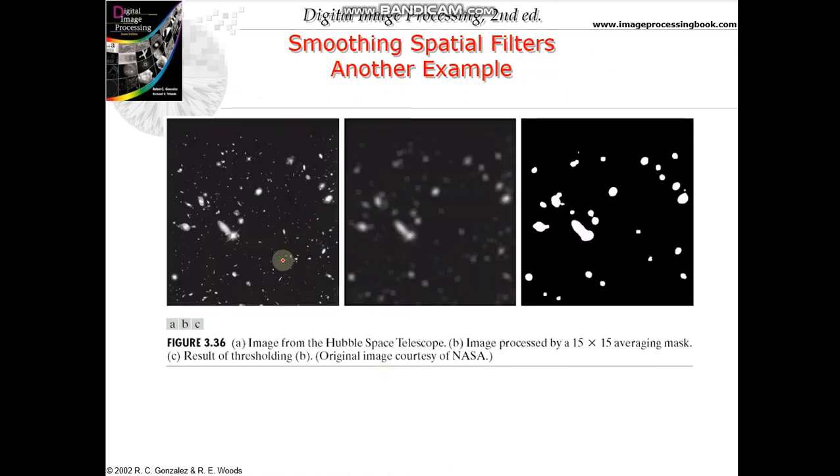This is another example image from the Hubble Space Telescope. B is the image processed by a 15 by 15 averaging mask. The image has become blurred, and this is the result of a thresholding operation.